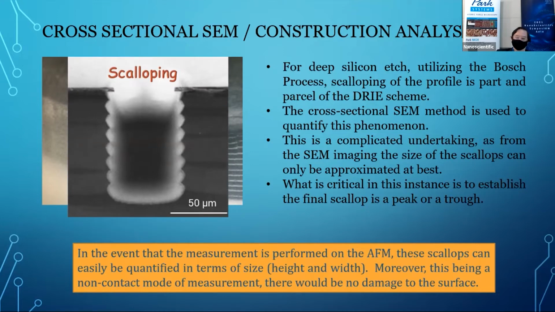Here is another view of the scallops that occur during the etch process. What is of interest is at the very bottom. Did I clear my etch? Is there a scallop sticking out there which will affect the transistor that we're trying to build eventually on the surface?